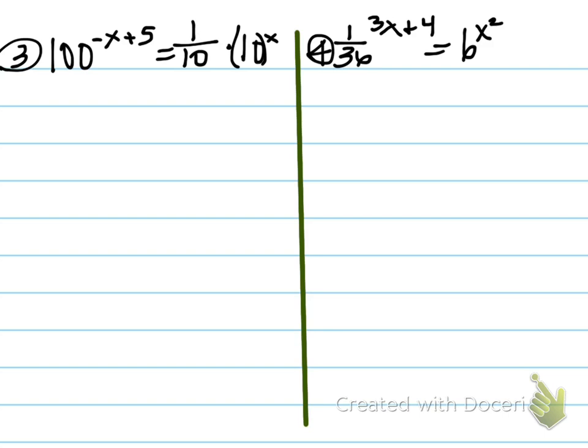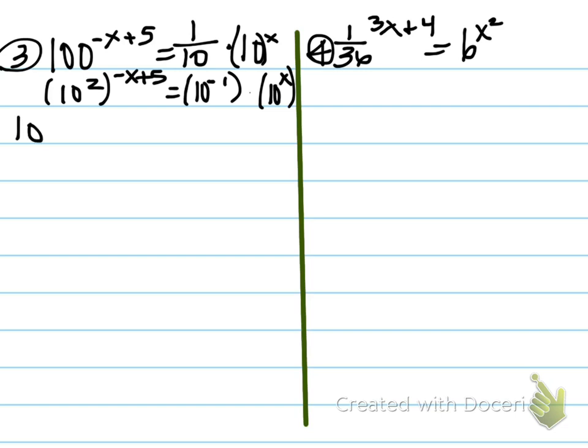All right, it seems like 10 would be a good base here. So 100 is 10 squared. And then here we get 10 to the negative 1. And we're timesing that by 10 to the x. Now we need to remember that when we multiply like bases, we add the exponents.